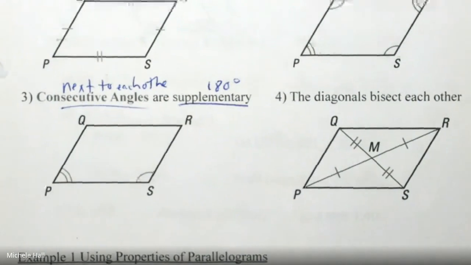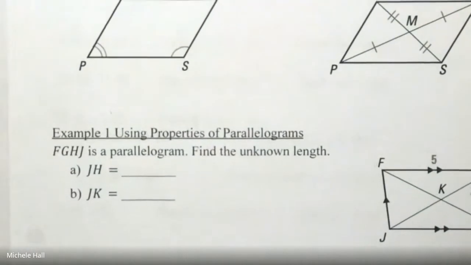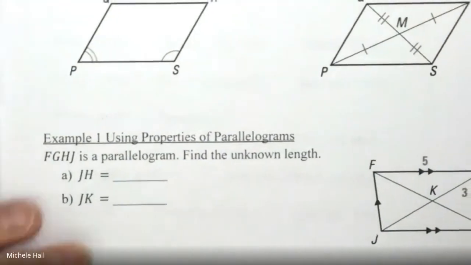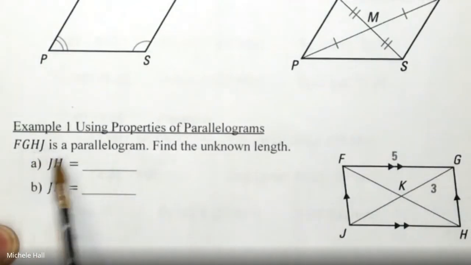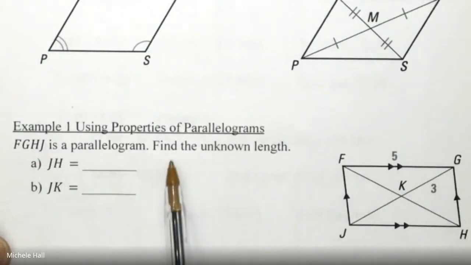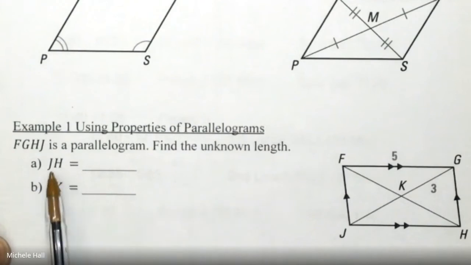All right. Example 1, using properties of parallelograms. FGHJ is a parallelogram. Find the unknown length. Can you find JH and JK? Use your properties up above. Look for JH. Look for JH and look for your properties up above. When you find an answer, I want to know what property you're using.